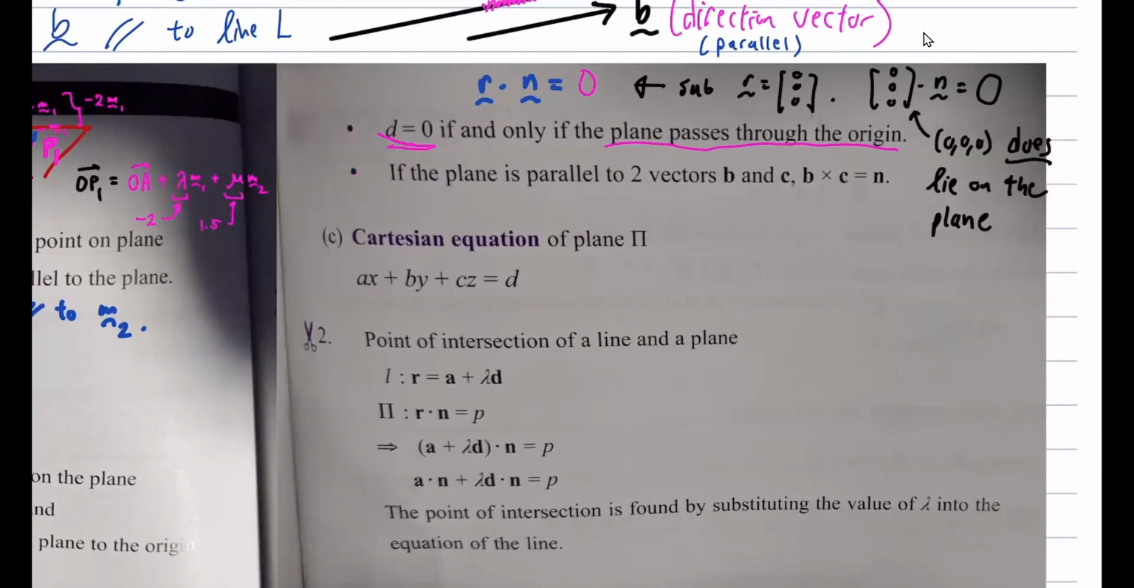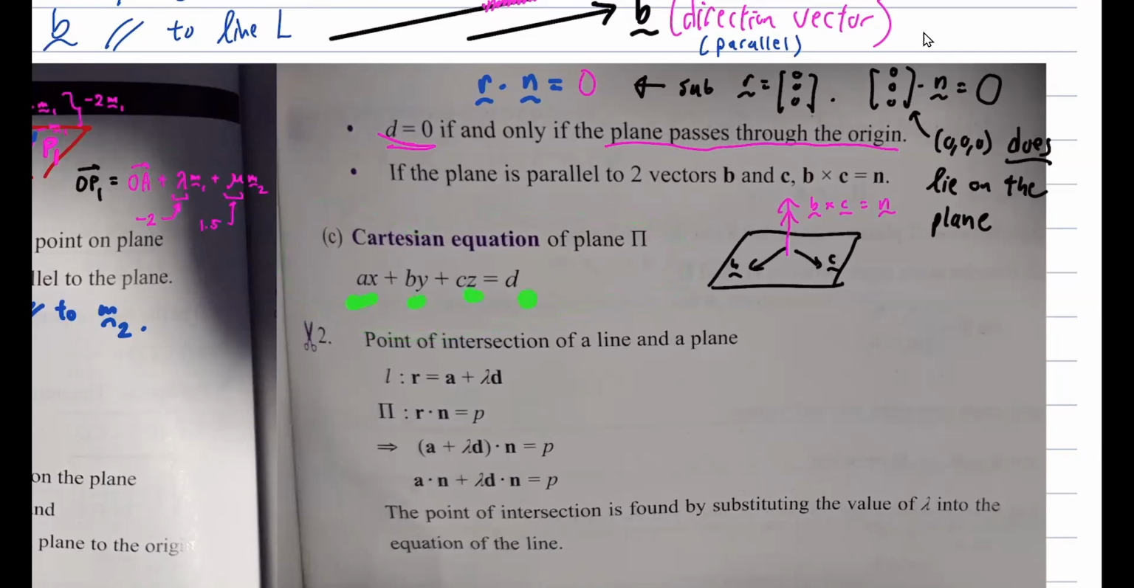If the plane is parallel to the two vectors B and C, then B cross C is n. I think I mentioned this already, right? Parallel to the vector. Maybe I'll just draw a picture. There's a vector B, there's a vector C. Then the resulting vector will be B cross C, which is your normal. Okay, next one, Cartesian equation.